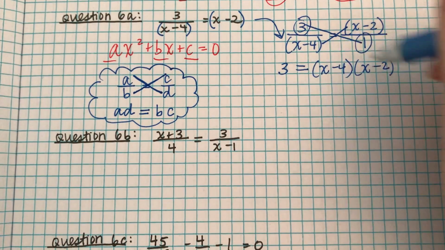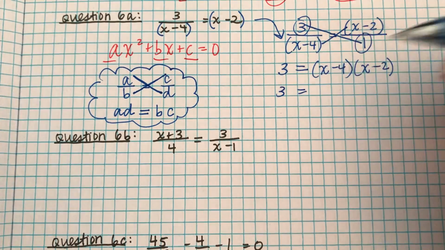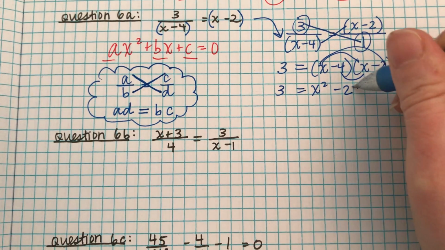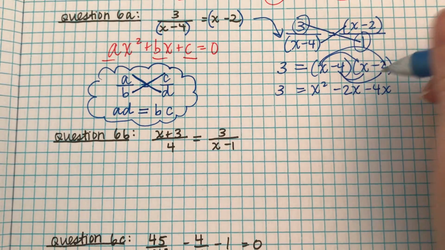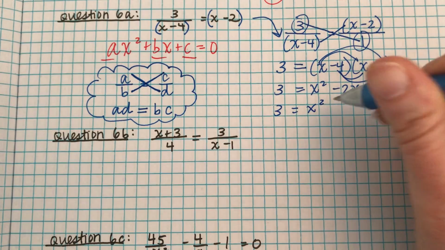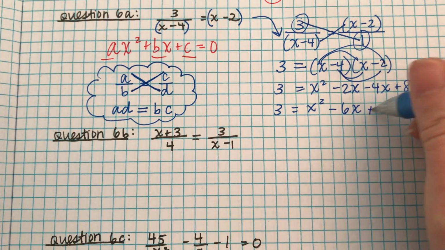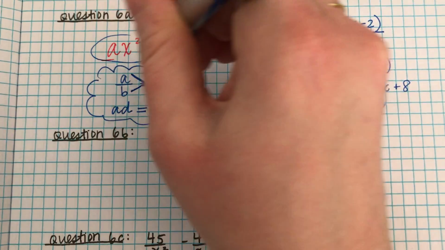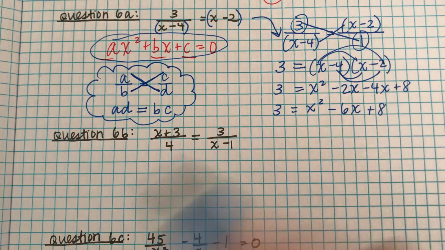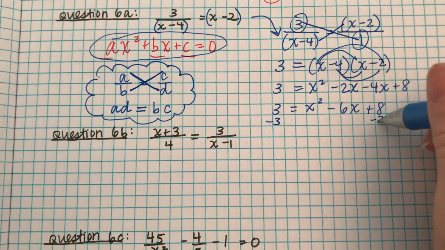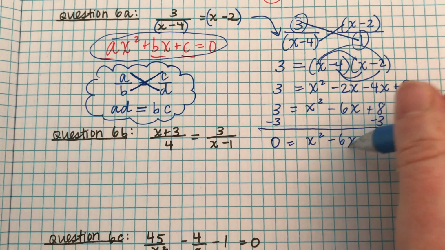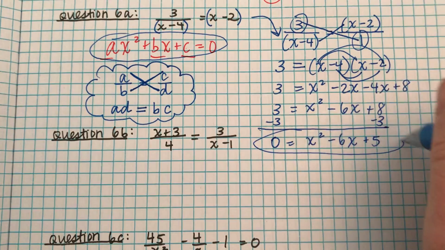We need to expand the double brackets. So I still have 3 equals. This becomes x squared minus 2x minus 4x, last terms plus 8. So let's simplify, minus 6x plus 8. And then remember, I need to set it equal to 0 to truly find out what the a, b, and c values are. So I would take away 3, 0 equals x squared minus 6x plus 5.